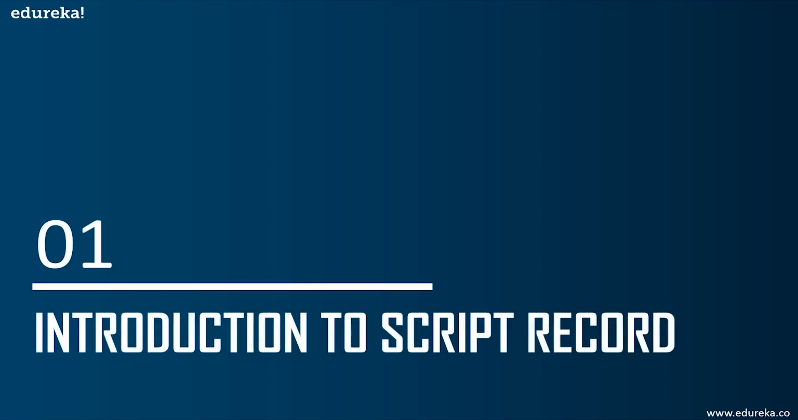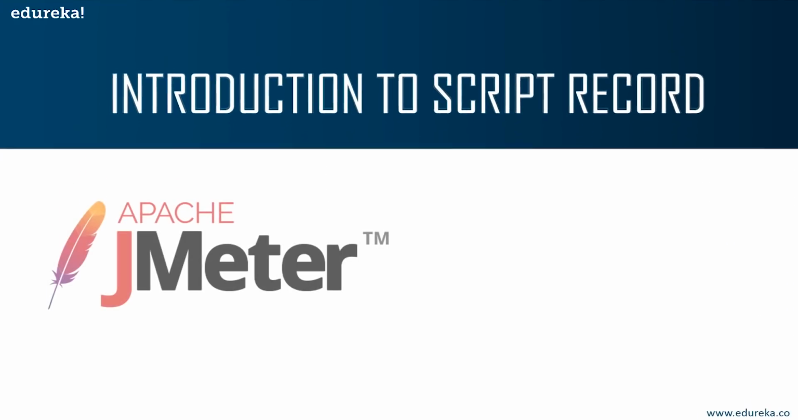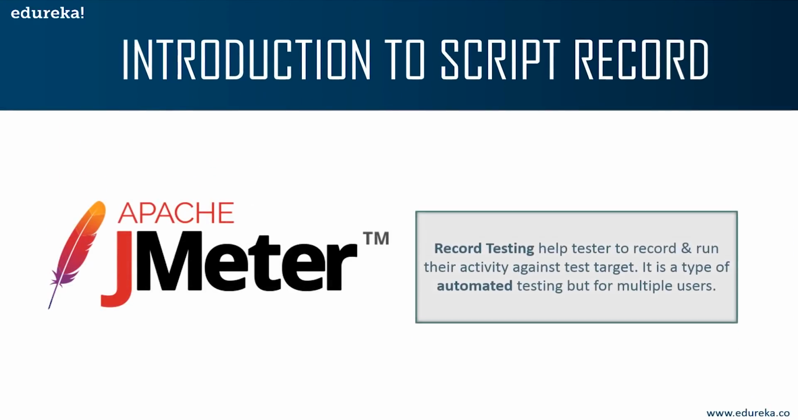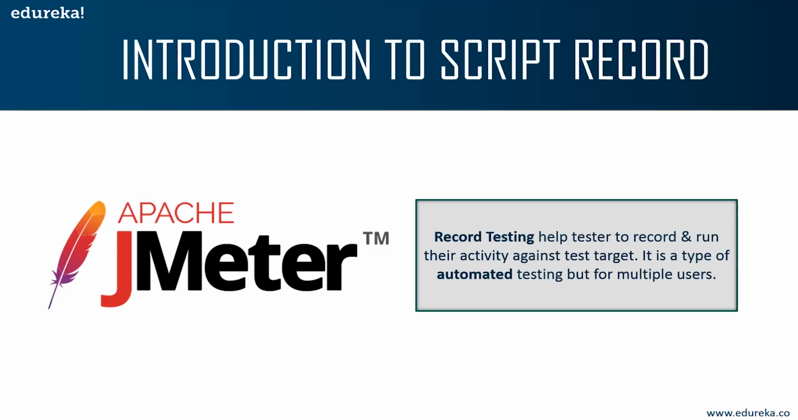So what is this script record? Now, record testing basically helps the tester to record and run their activity against the test target. So it is basically a type of automated testing, but for multiple users. Here the proxy server allows JMeter to watch and record user activity while they are browsing a web application with a normal browser. So how does this basically work?